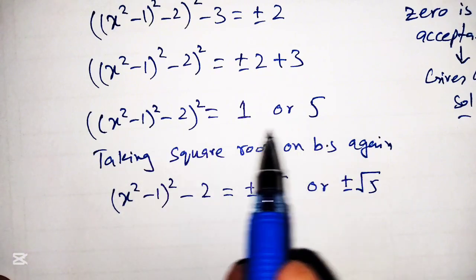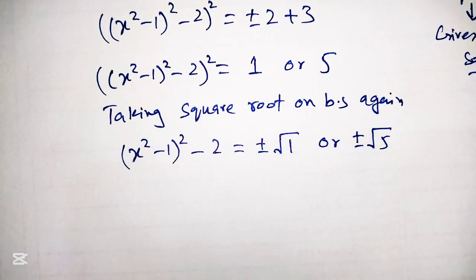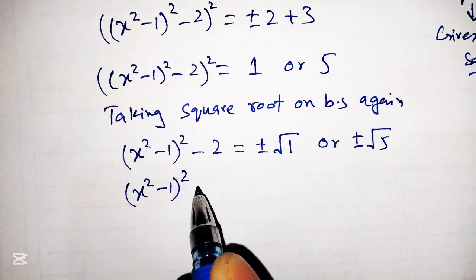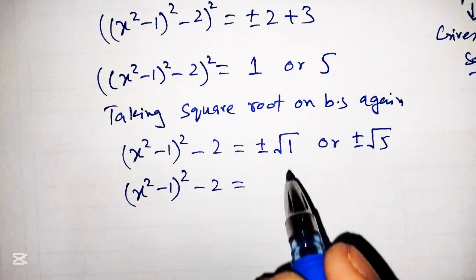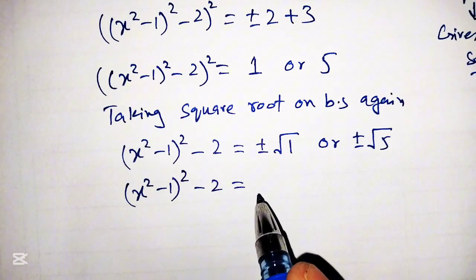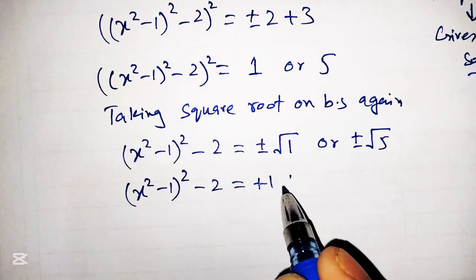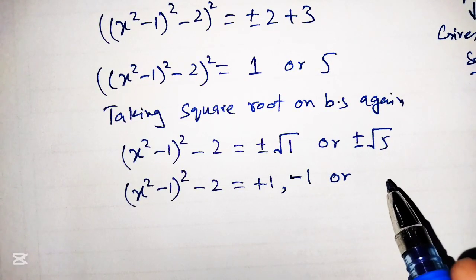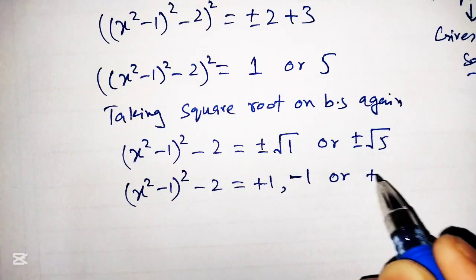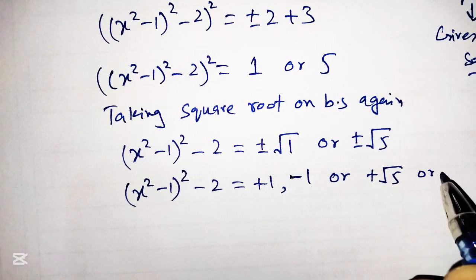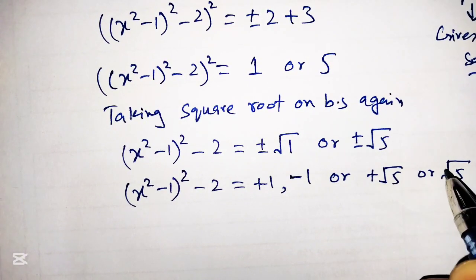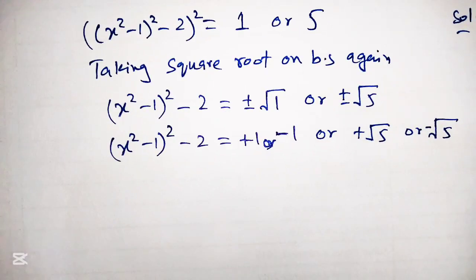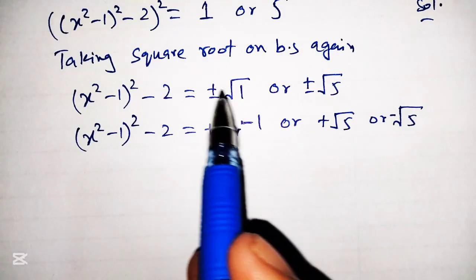So after taking the square root on both sides we get this, and now we can write it as x square minus 1 square minus 2 is equal to, square root of 1 is 1. So from this we can write it as plus 1 or minus 1, or from this we can write it as plus square root of 5, or minus square root of 5. So these are the possible values after taking the square root.